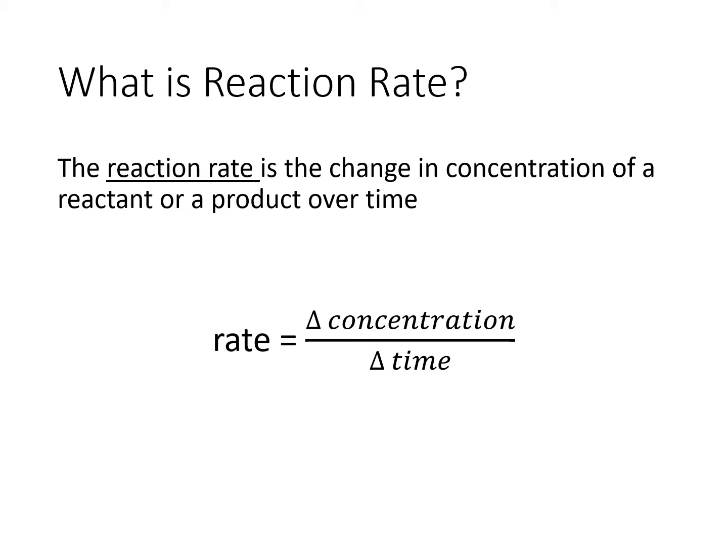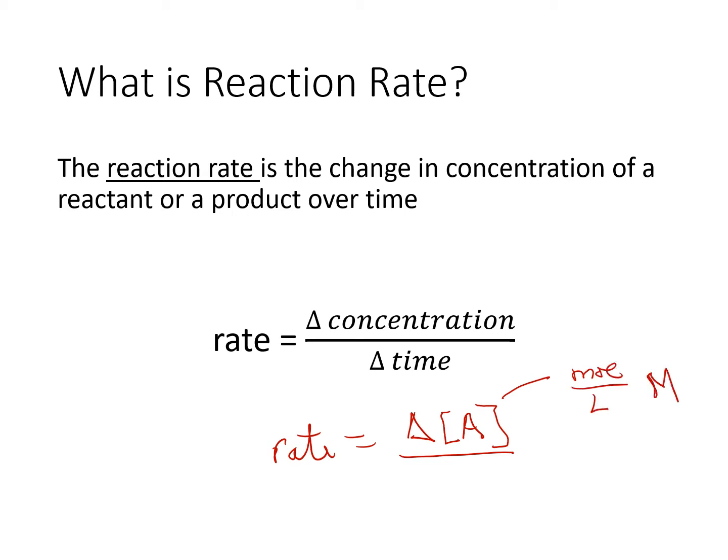So what is reaction rate? It's the change in concentration of the reactant or product over time. So we could also write it, rate is equal to delta, meaning change in, final minus initial, of some reactant or product. Remember, the brackets indicate concentration, moles per liter, often just indicated by molarity, and change in time. Time unit, usually seconds, but it could be minutes or any other time unit.